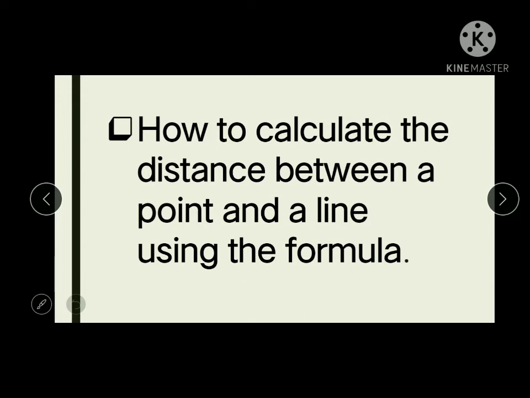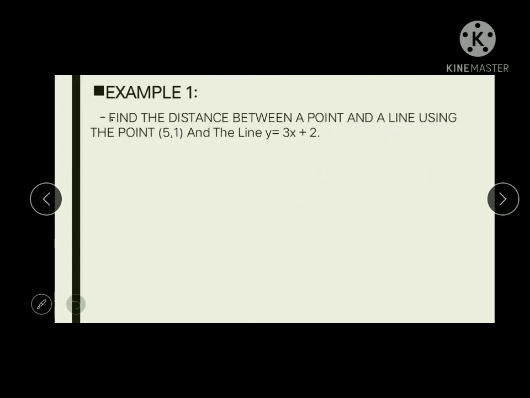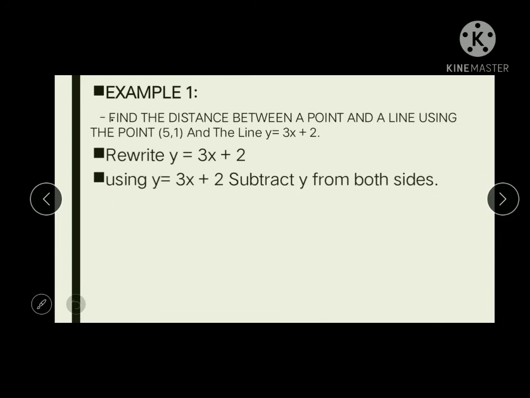How to calculate the distance between a point and a line using the formula? Example number 1. Find the distance between a point and a line using the point 5 and 1 and the line y equals 3x plus 2. Since y equals 3x plus 2 is not a standard form, first we'll rewrite it. Subtract y from both sides. Y minus y equals 3x minus y plus 2.